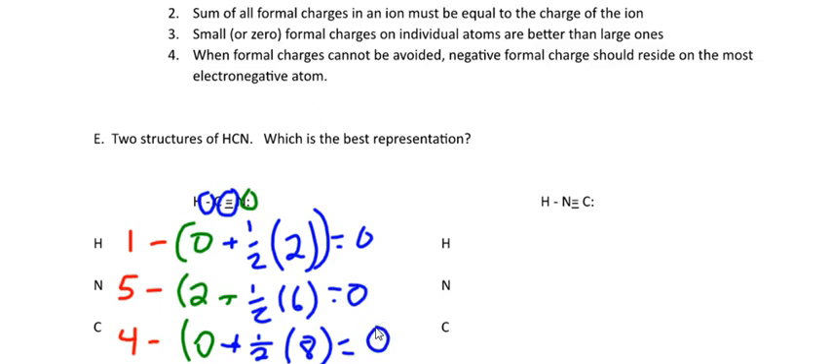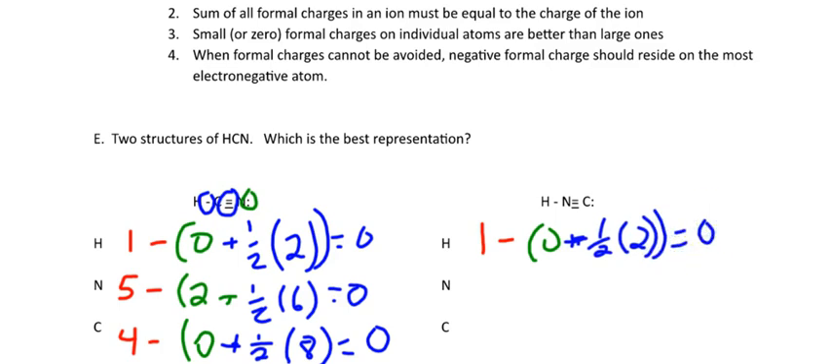Let's check out the next one. Well, hydrogen really hasn't changed. So if you notice, hydrogen has 1 valence electron. It has no lone pairs, and nor should it, right? And it has 2 bonded electrons, and if you add that all up, you get 0. Okay, that was good.